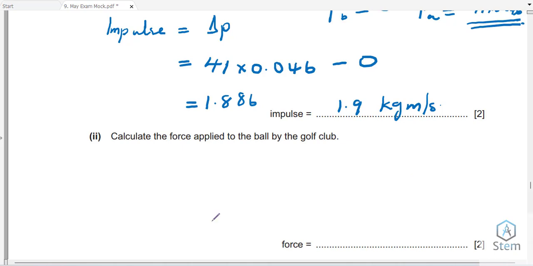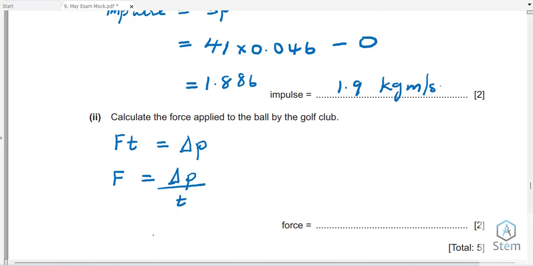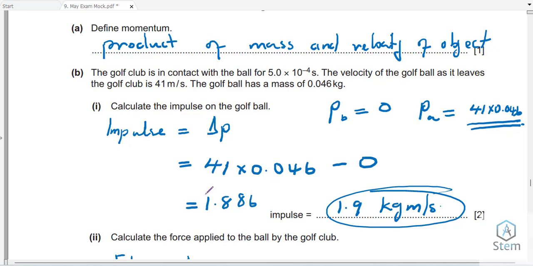Calculate the force applied to the ball by the golf club. Again, impulse is equal to change in momentum. F is equal to change in momentum, which is this one, 1.9, and T is this time given here.